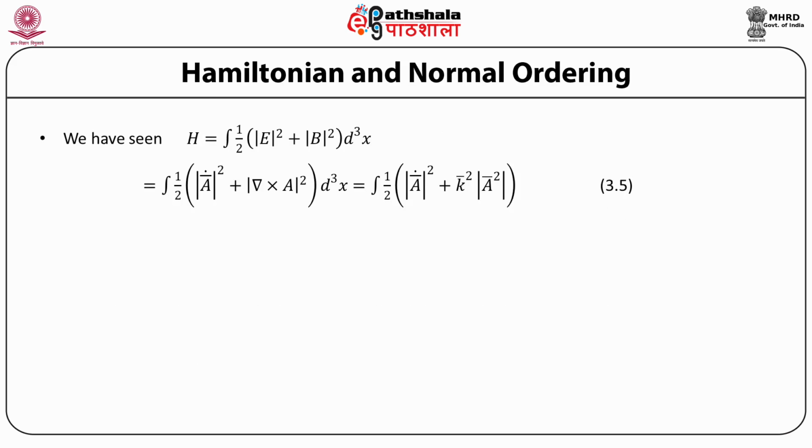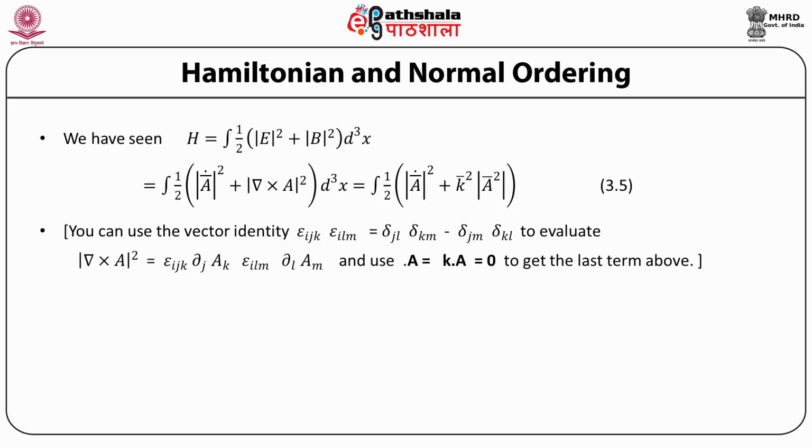Hamiltonian and normal ordering. We have seen the Hamiltonian is the integral of half E vector squared plus B vector squared, d cubed x. This is the total energy of the electromagnetic field. So this can be written as Hamiltonian is equal to half A vector dot whole squared plus curl of A whole squared, the whole thing multiplied by d cubed x and integrated.